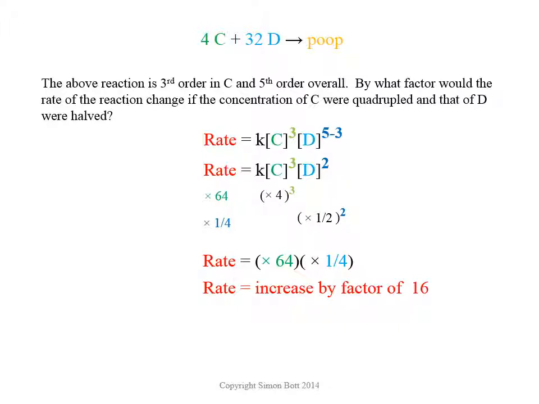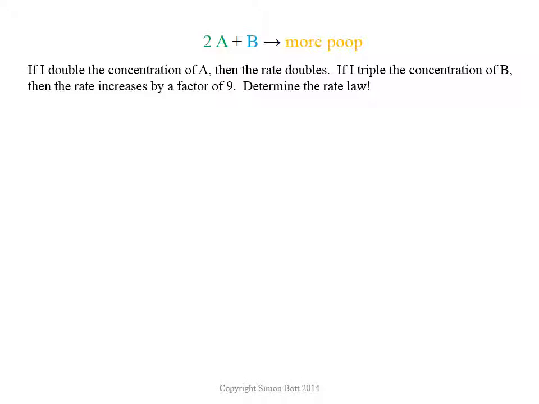How do you get it? Well, consider a different reaction. 2A plus B goes to products. If I double the concentration of A, then the rate doubles. If I triple the concentration of B, the rate increases by a factor of 9. Determine the rate law. Well, this is the same thought process but flipped.